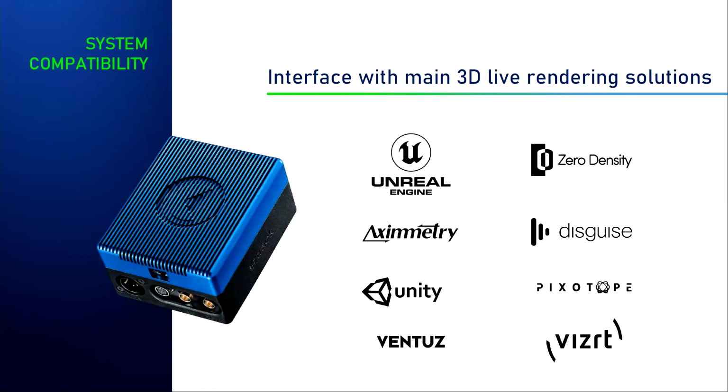So Zero Density, of course, Pixotope, Aximmetry, Viz RT, so the older, a bit older, and also Unreal directly. Unity, Ventuz, a bit less known. So we can connect to any render engine on the market because we deliver a 3D tracking protocol. So it's like a standard protocol. So you can connect to anything. And we also released just a few months ago a new protocol we developed. It's a TCD protocol. It's a bit like 3D, but with all the lens data inside also.